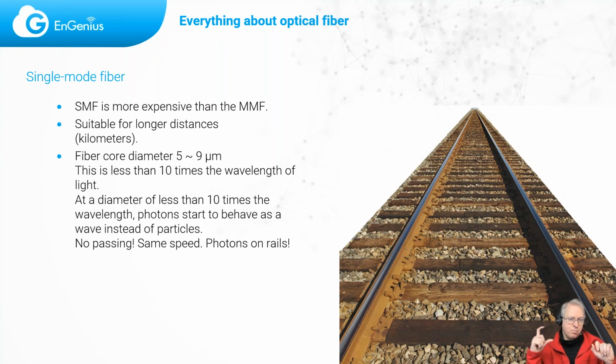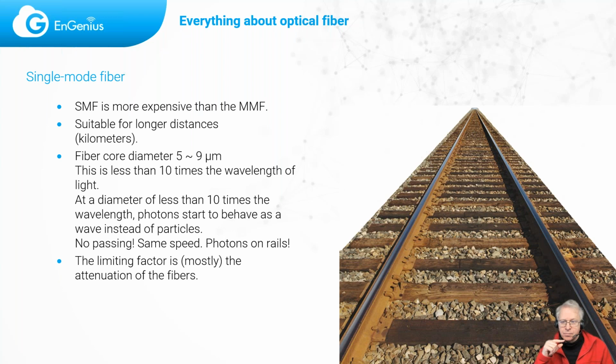You will still have a pulse on the other side, and if the length is more, the pulses will be smaller and smaller until you cannot see them anymore, unless you use a more powerful laser at the start. The limiting factor is mostly the attenuation of the fiber. So if you have fiber that has less attenuation, you can cover a longer distance.